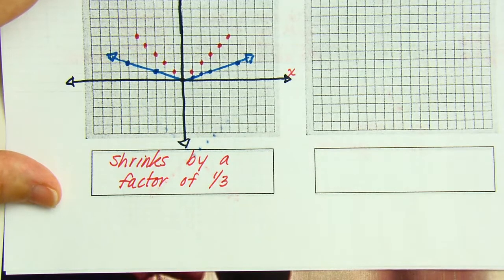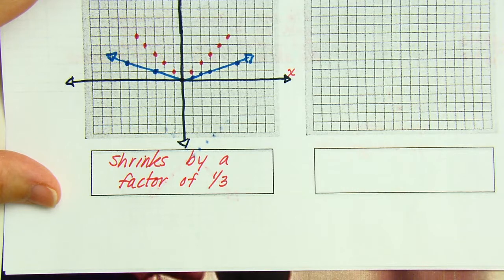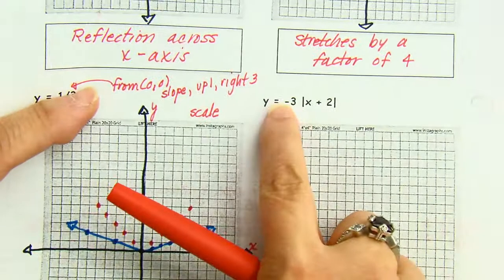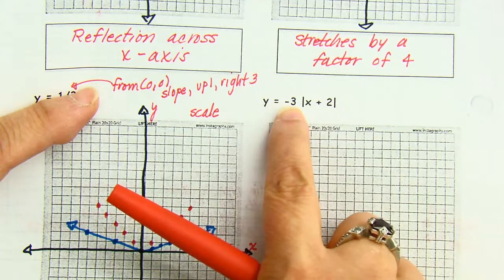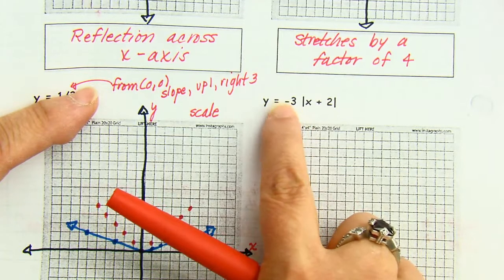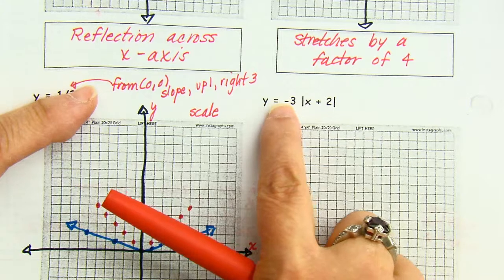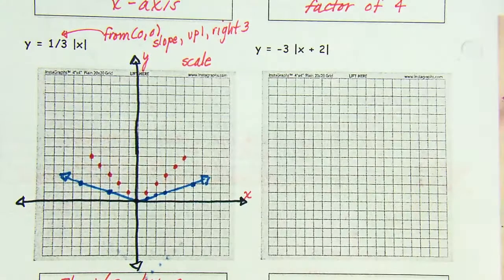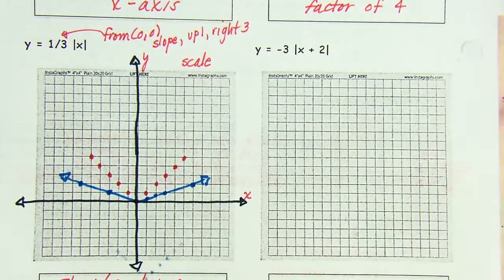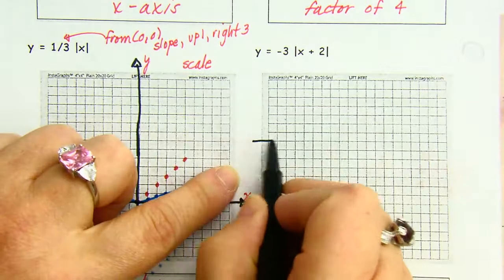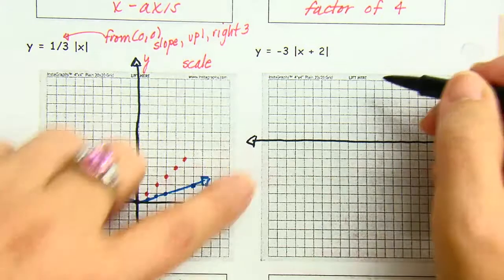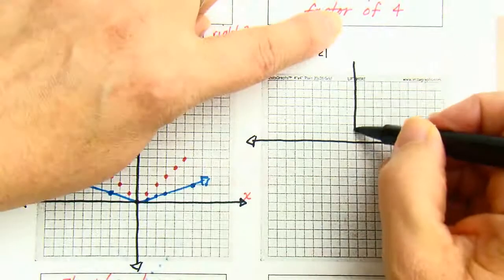The next one we'll graph thinking about the stretch, because it is a stretch. If you look here, the 3 would be a stretch. The negative means upside down. So the 3 being a stretch, and we're going to be upside down, I'm going to move my x-axis up a little bit higher. Okay. So I'm going to put my x-axis, I don't know, somewhere like here. And my y-axis somewhere in the middle.